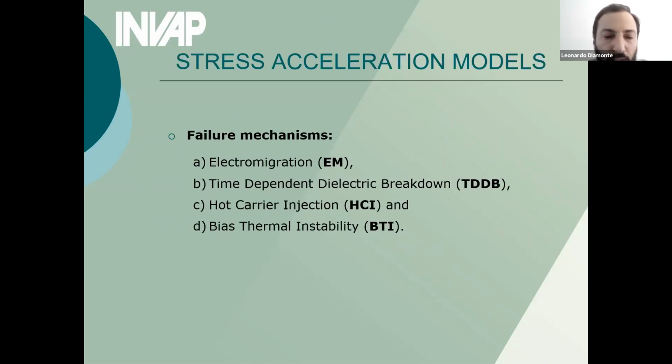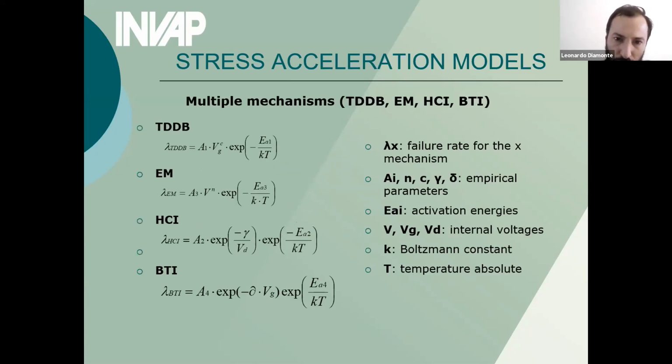So the failure mechanisms detected in the leading edge CMOS technology are mainly four, presented here: electromigration, time-dependent dielectric breakdown, hot carrier injection, and bias thermal instability. So the studies of these failure mechanisms give us several formulas that are all empirical, and as you can see, involve temperature, but also involve the operating voltage of the integrated circuit.